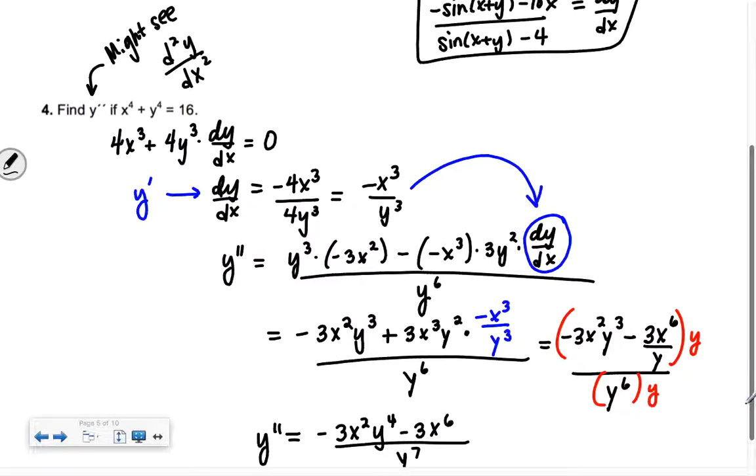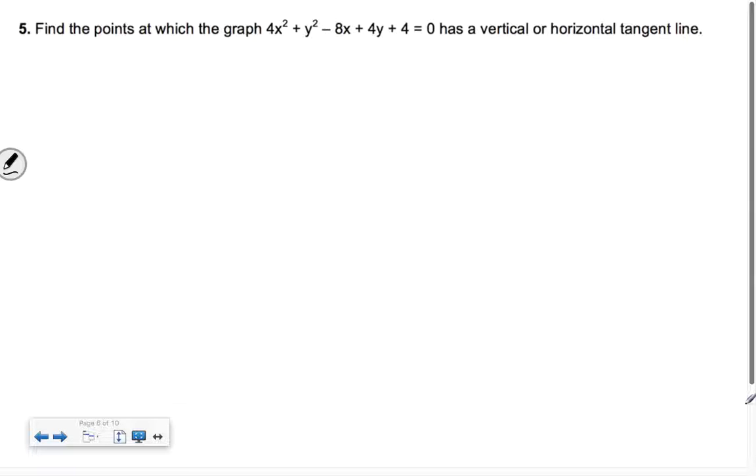All right, last question. It says, find the points at which the graph has a vertical or horizontal tangent line. Okay, so you can't solve for y. We have y squared and we have y. So we are going to take the derivative. Do you guys remember, vertical or horizontal? Let's start with horizontal. What does that mean? Equals 0. Yeah, we want our slope equal to 0. What if it says vertical? Yeah, so we want the whole slope to be undefined, right? So set the denominator equal to 0.